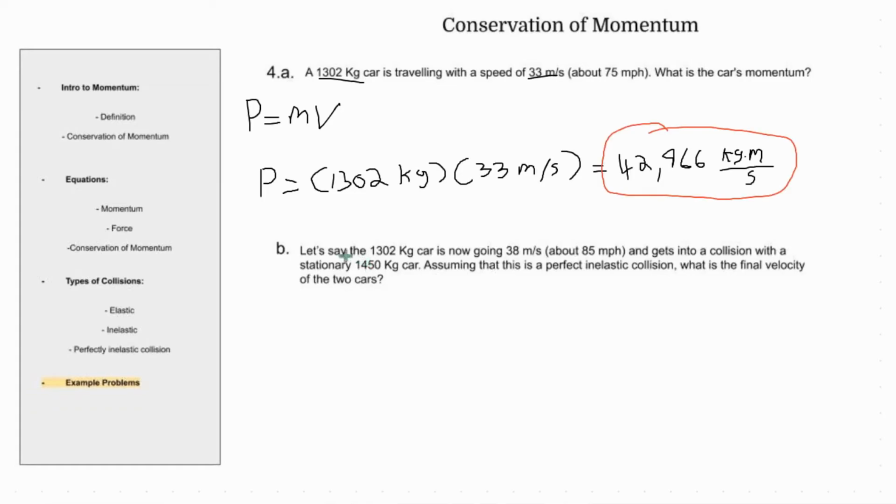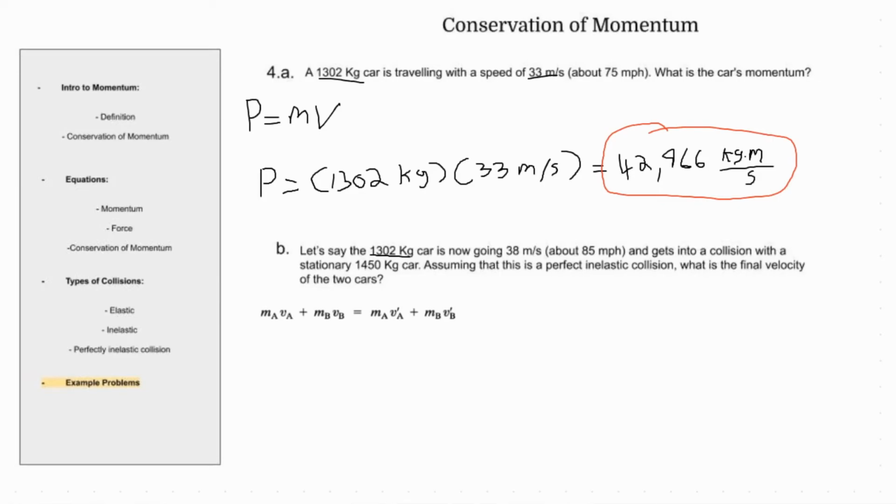This second question says, let's say the 1,302 kilogram car is now going 38 meters per second and gets into a collision with a stationary car that weighs 1,450 kilograms. Assuming that this is a perfect inelastic collision, what is the final velocity of the two cars? Remember that every collision has a conservation of momentum. And in a perfect inelastic collision, what happens is after the collision, so to start, let's list the equation for conservation of momentum. Next, I usually like to highlight the different parts of the equation they have given you.